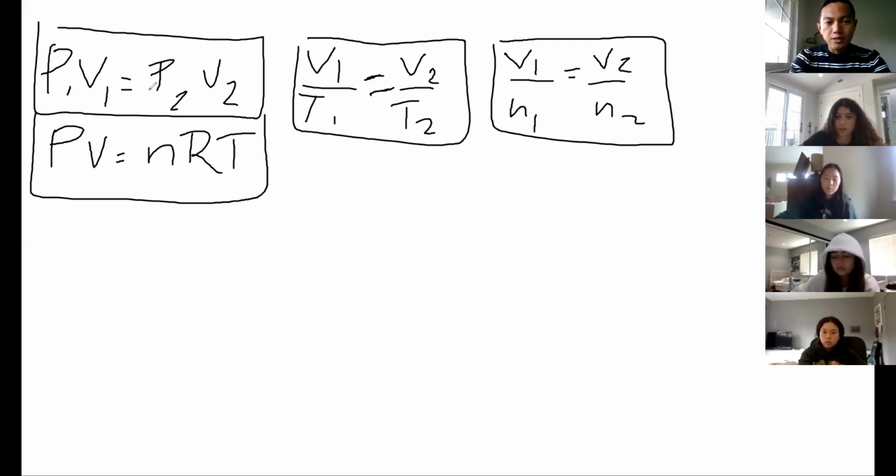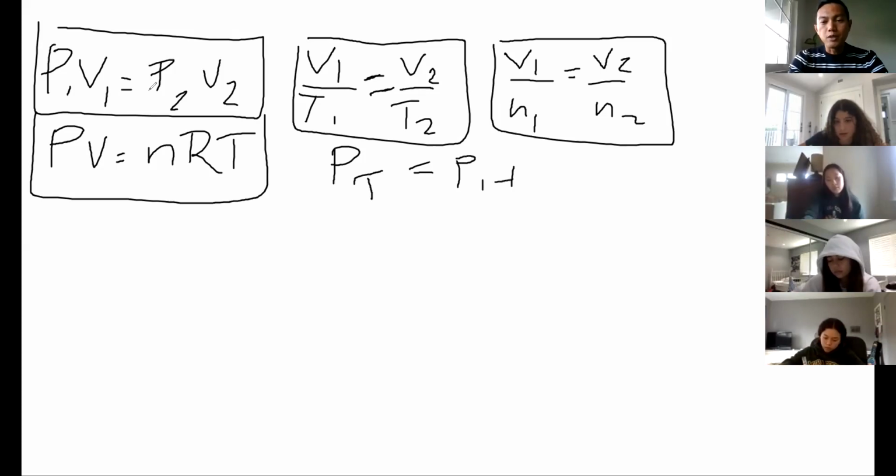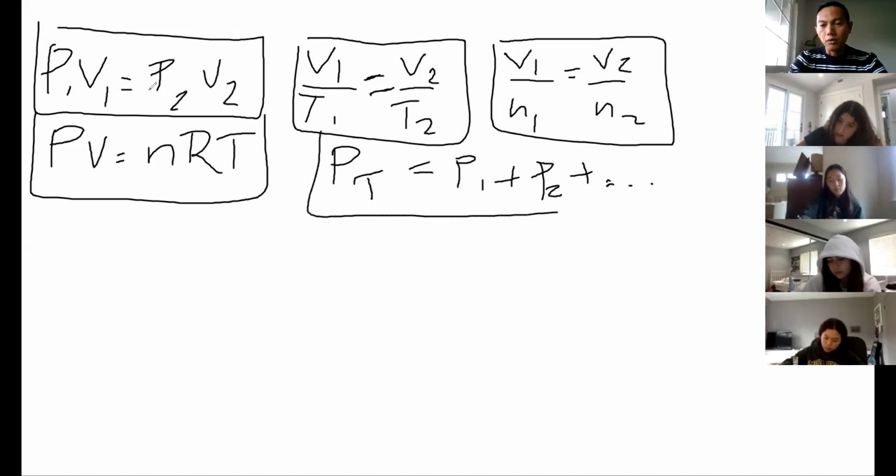The last one is Dalton's partial pressure, where it basically says the total pressure in a container is equal to the pressure of one type of gas plus the pressure of another type of gas plus, and then there's usually an ellipsis kind of suggesting we could go on and on depending on how many gases there are in that particular container.